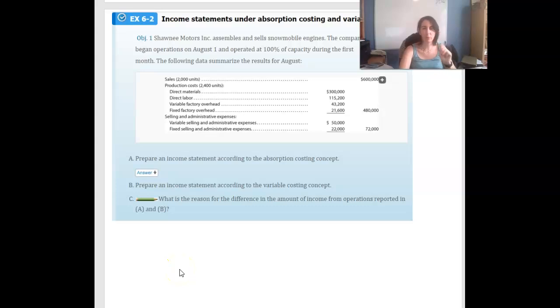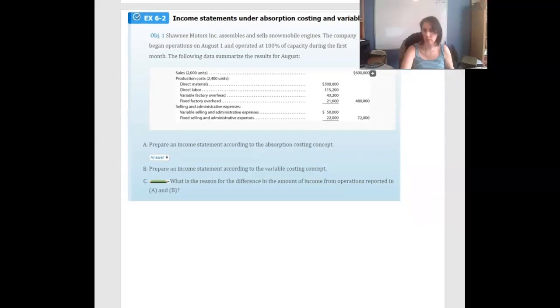All right, part 3. We need more practice on these, so let's see another example. We have the data, and we're being asked to do both an absorption and a variable income statement. We're going to do this together, side by side. Let me make this screen give me a little bit more room to work in here.